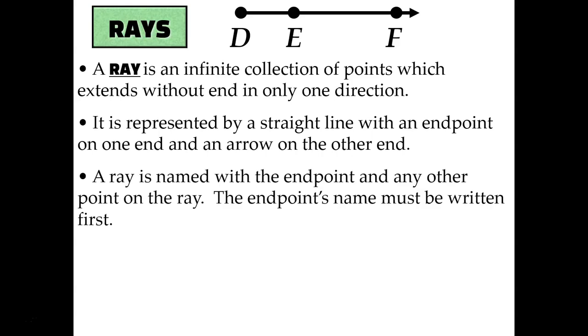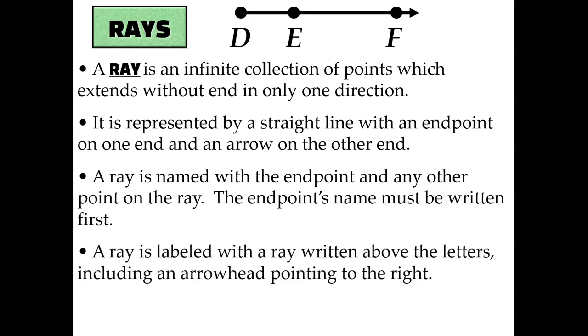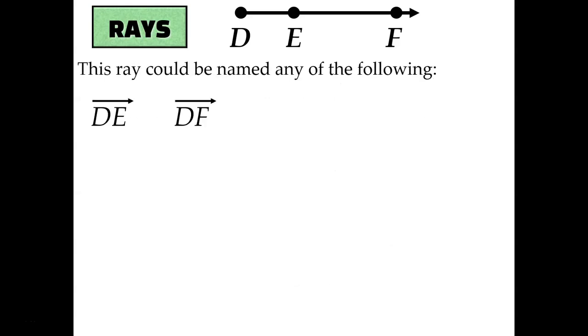To name a ray, you must write the endpoint's name first, then followed by any other point on the ray. And those 2 letters must be topped off with a ray. You should draw the type of figure that you see above the letters. Just like how we did on lines, we drew a line on top of the letters. With rays, you'll draw a ray on top of the letters, like so.